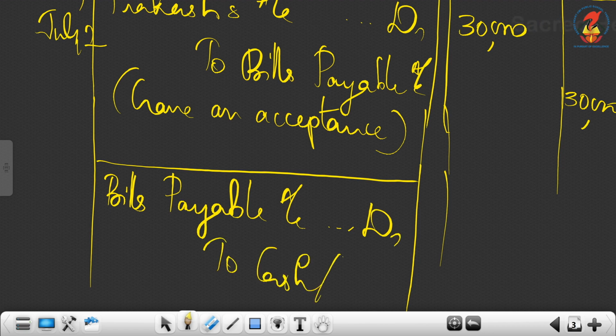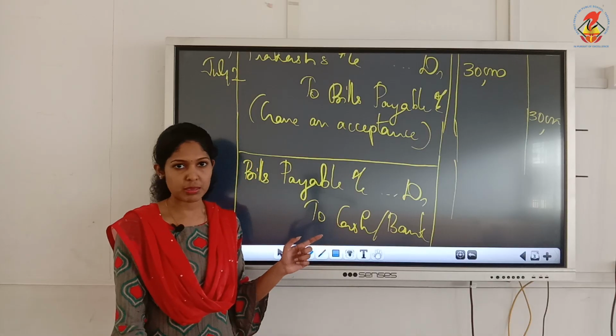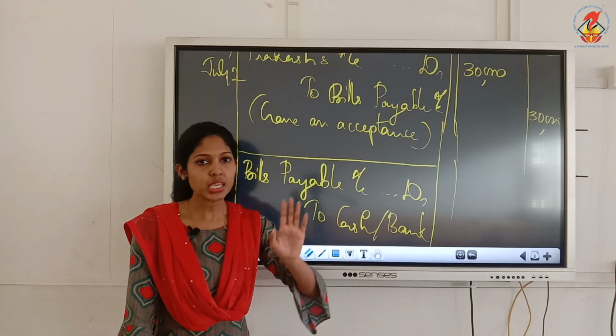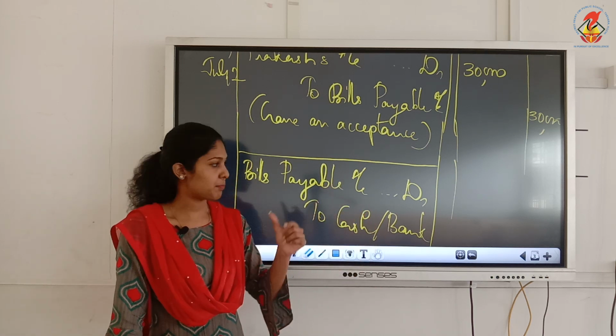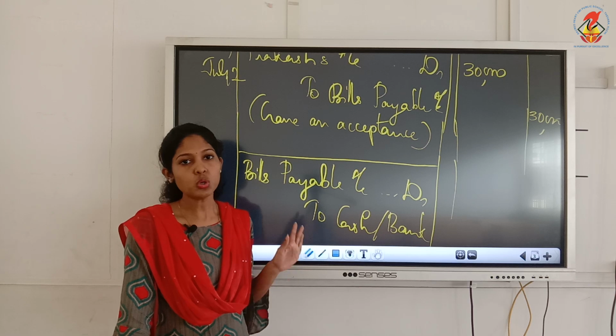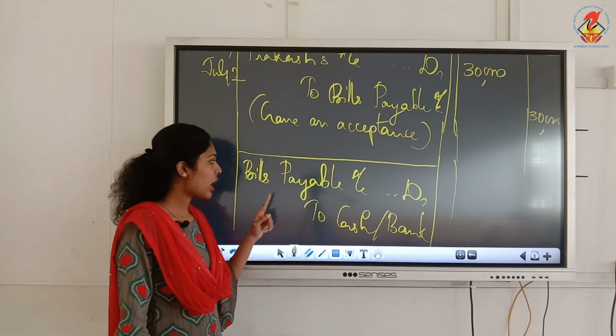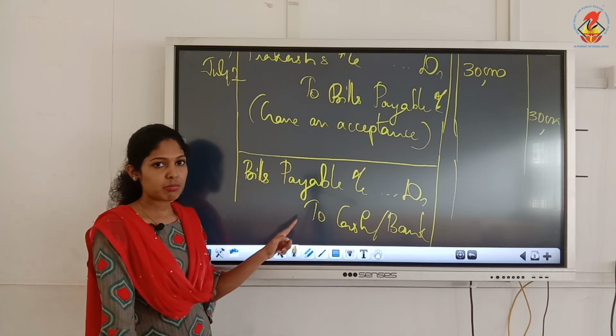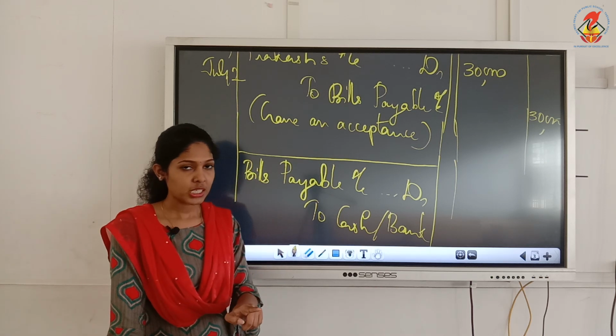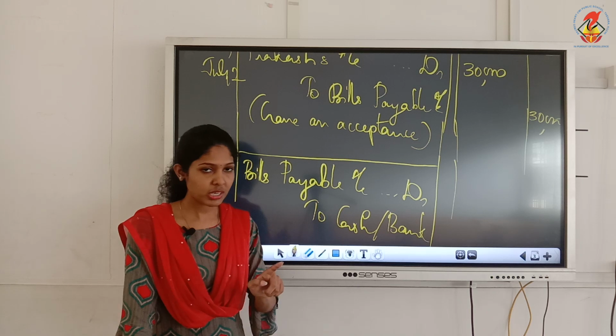But in this case, to whom are we making the payment? I mean, to whom is Mohan making the payment? It is directly given to the bank. But there is no change in the entry. The entry remains the same. It is Bills Payable Account debit to Cash or Bank. And the date also you have to write carefully. It is not July 1st. He will be making the payment on the date of maturity. That means you have to add 3 more extra days.